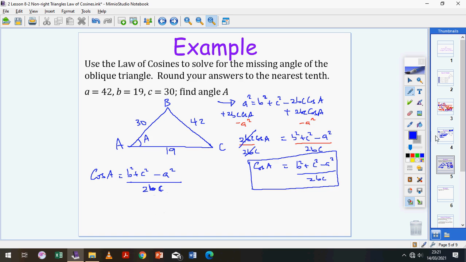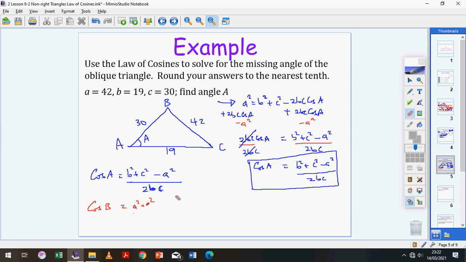If the angle I wanted to find was B, then it is B I'm subtracting in the numerator. Since I'm subtracting B, I have to be adding A and C, and since these are the two that I'm adding, they are the ones in the denominator. And if it is cosine C that I was trying to find, then I am subtracting C. That means I'm adding B and A. The order doesn't matter, and that means on the bottom I'm multiplying B and A. So that's what I'm going to use to figure out the value of angle A.